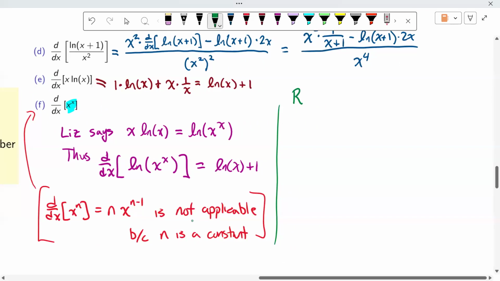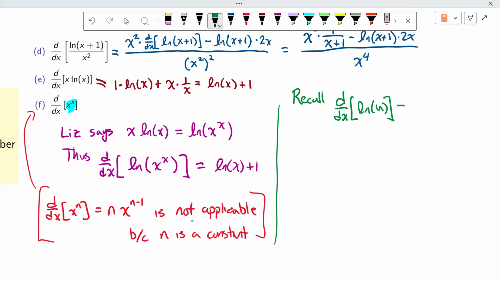So here's the thing to recall, that when we take the derivative of natural log of u, that's u prime over u. But that also means that u prime is equal to u times the derivative of natural log of u. I just multiplied by u on both sides. Does that make sense?